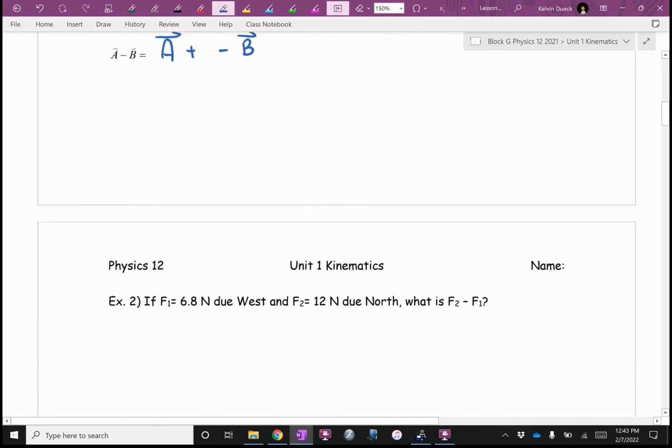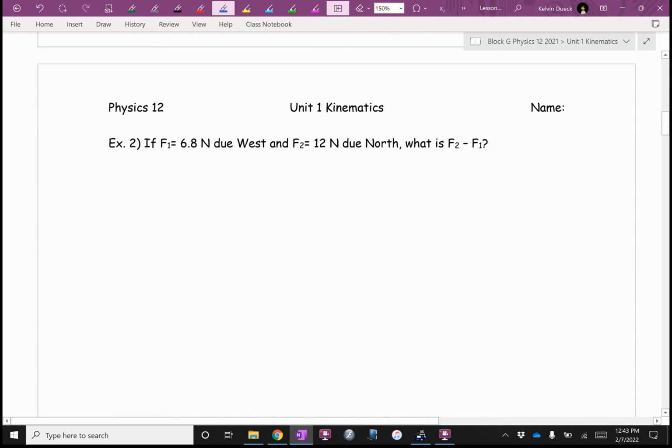So let's do one. Example 2. Suppose F1 is 6.8 newtons due west, and F2 is 12 newtons due north. What's F2 take away F1? First of all, I see compass directions, so I'm going to put a compass rose. If you already have one on your page, I guess that's fine. But on my screen, if I don't have one, I stick it on there.